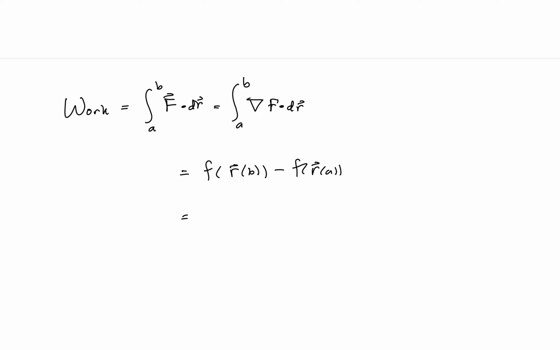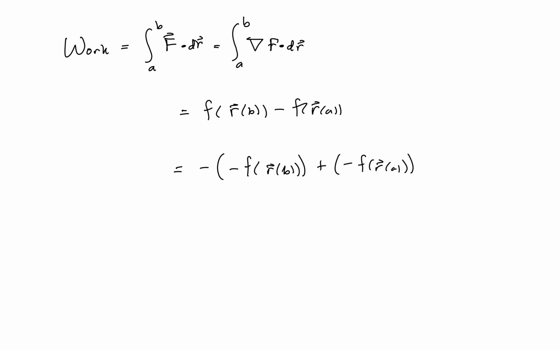To match this with the potential, let's pull out a negative sign. Maybe let's write it like this: negative f of r of b, so that's still positive, plus negative f of r of a. You can go ahead and check that those negative signs match up with above, but the point is this is now the potential energy at r of b plus the potential energy at r of a, which I could also write as P of b plus P of a. So that relates our work to potential energy.